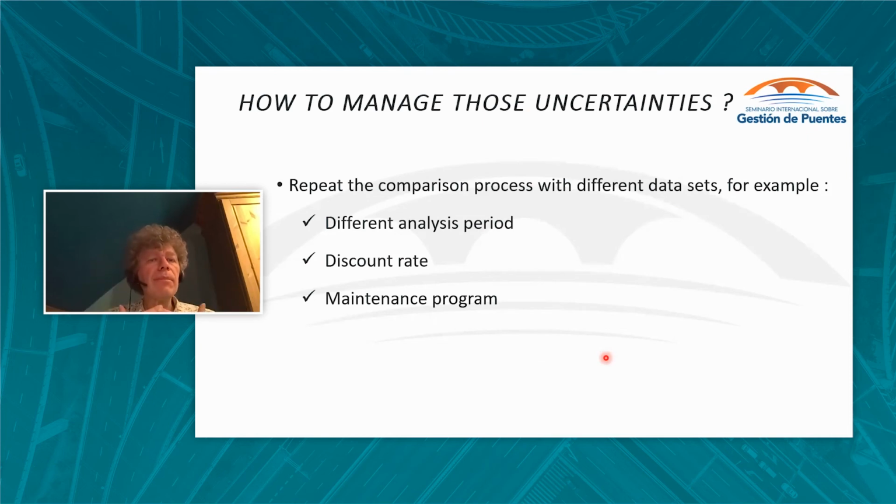Well, how can I manage all these uncertainties? The best way is to repeat the comparison process using different data sets. For example, I can consider different values of the analysis period, 40 years, 60 years, 30 years. I can also change the discount rate to see what the impact is. Perhaps I can also have different kinds of maintenance programs and so on. I can imagine different data sets depending on my country and my expectations also.